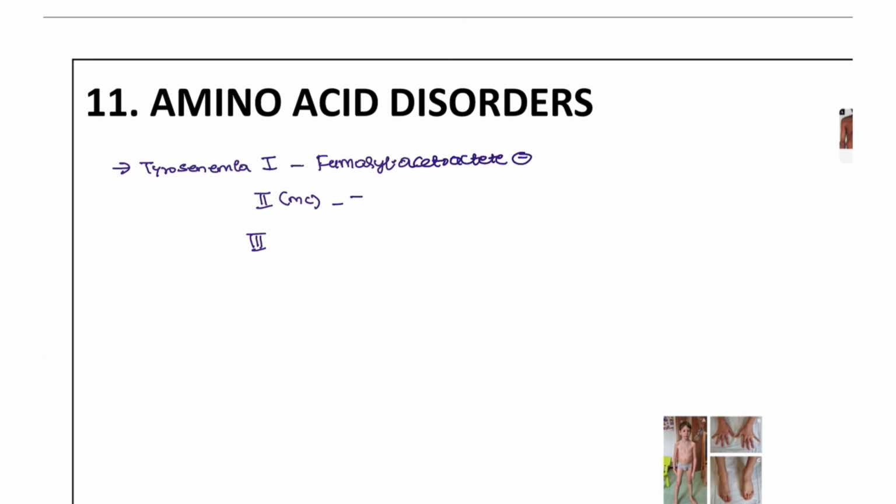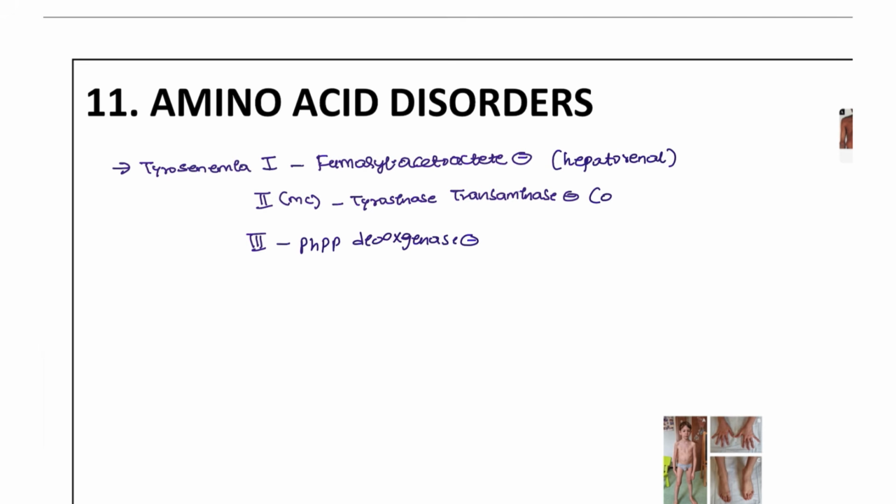Tyrosinemia type 2 is due to deficiency of tyrosine transaminase. Type 3 is due to 4-hydroxyphenylpyruvate dioxygenase deficiency. And these also have other names. For example, type 1 is known as the hepatorenal type. Type 2 is known as the oculocutaneous type. Type 3 is known as a benign neonatal condition.